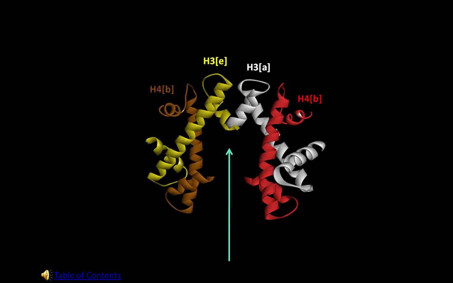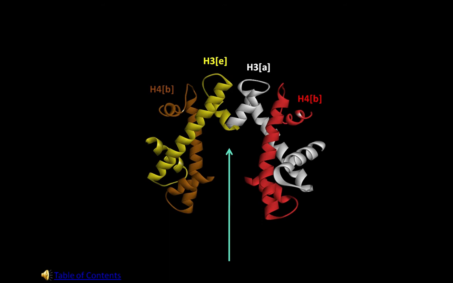In order to appreciate it, please take careful note of the relative positions of the 4 monomer subunits, which, in this flat two-dimensional view, seem to be stacked up like a small stack of playing cards, although the reality, as we shall see in a moment, is a bit more complex. On the right side of the slide, the long central helix of the red H4b is clearly sitting on top of the white H3a. In the middle of the slide, the C-terminal end of the white H3a is lying on top of the yellow C-terminal end of H3e.